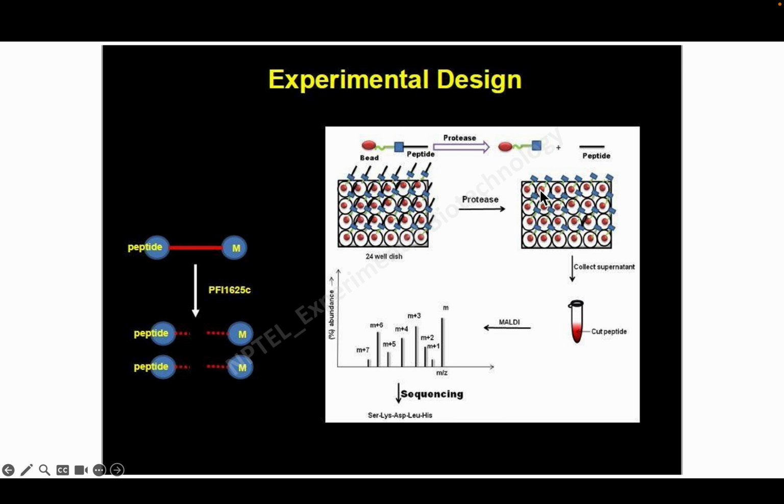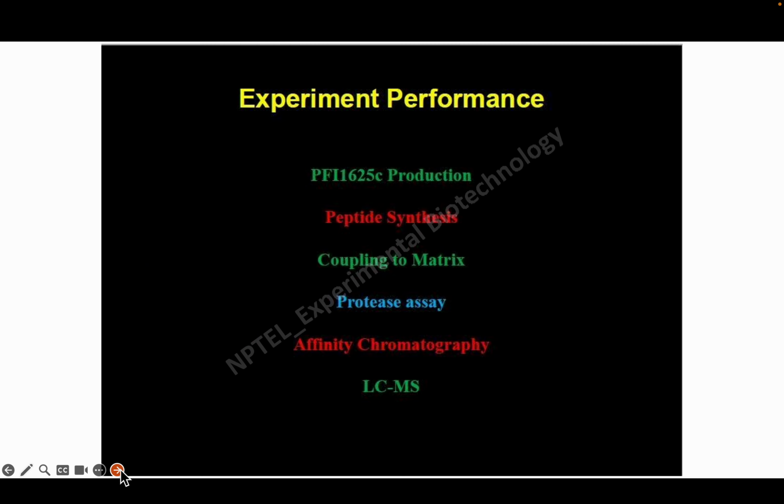So now what will happen? You collect the supernatant from that. So in the 24-well dish, you are now adding protease to isolate your peptide, and you collect the supernatant. The supernatant contains the cut peptide, and you do the MALDI, you do the mass spec. So we will get to know the sequence of your cut peptide, which will be in the supernatant only, right? So yeah, this is a very cool experiment people can do.